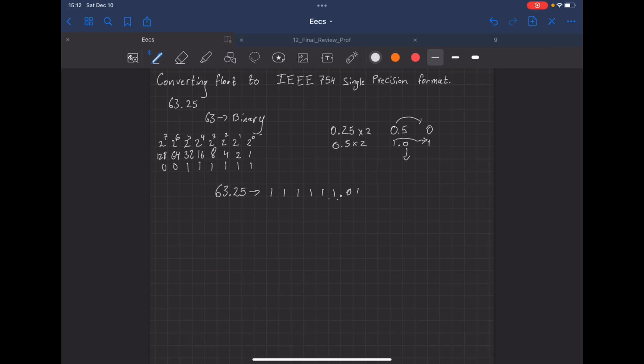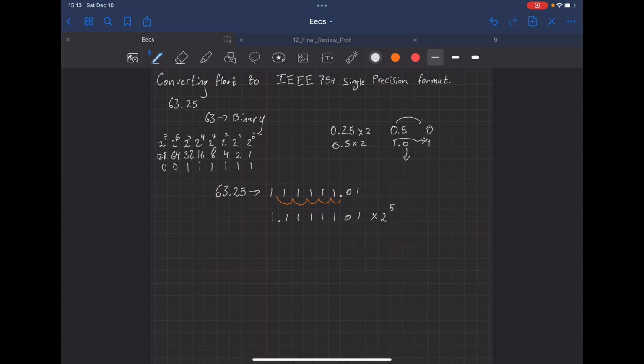So the decimal place is going 1, 2, 3, 4, 5 increments. So we're going to have 1 decimal 1, 1, 1, 1, 1, 0, 1. But this time we have to write multiplied by 2, and the exponent is the number of times we moved it. So it's going to be 1, 2, 3, 4, 5. So 5 for the exponent.